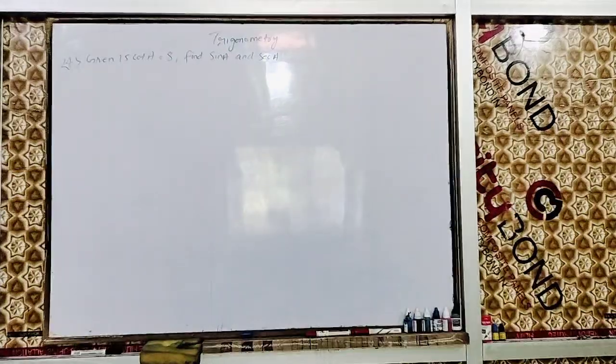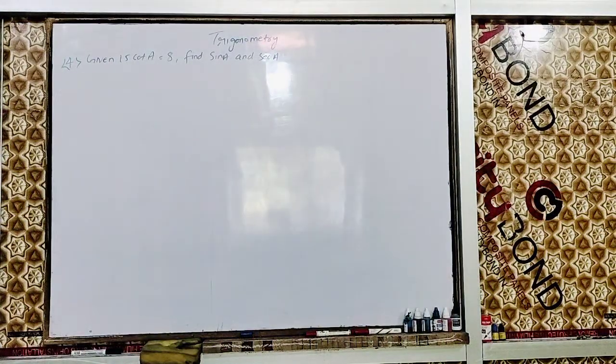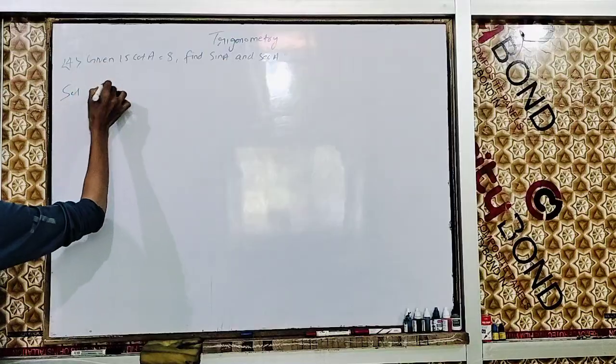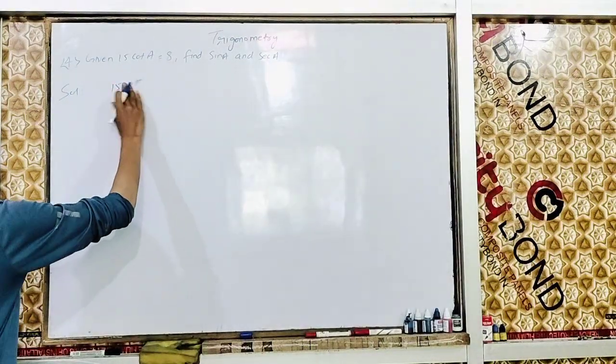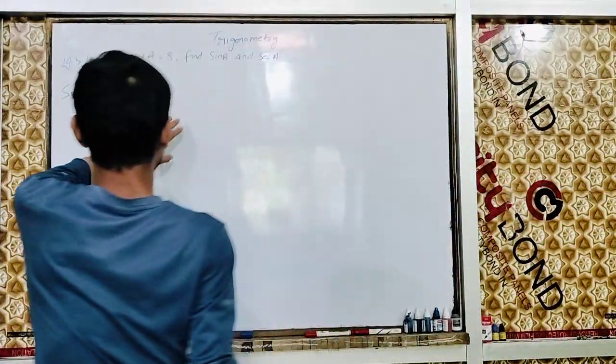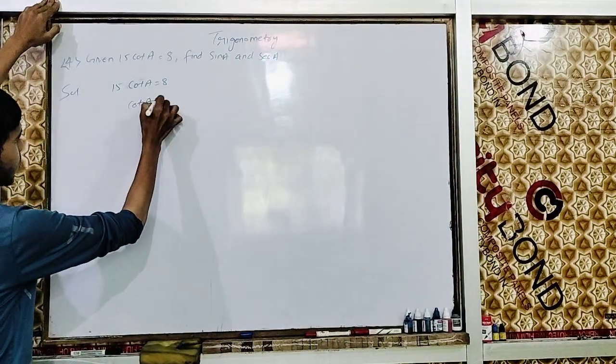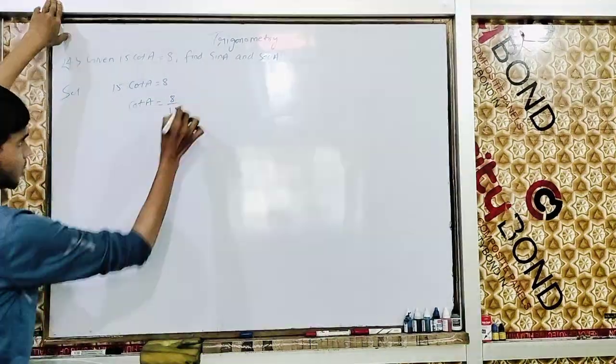Read this question. It is saying that you are given the coordinates, but in this way. Here you can see we have been given 15 cot A. Till here you don't need to worry. Just simplify this. When we simplify this, we will get cot A as 8 upon 15.